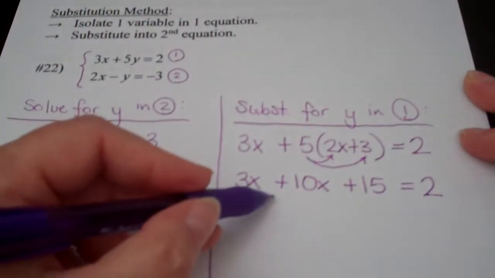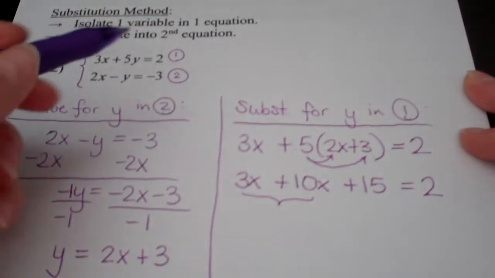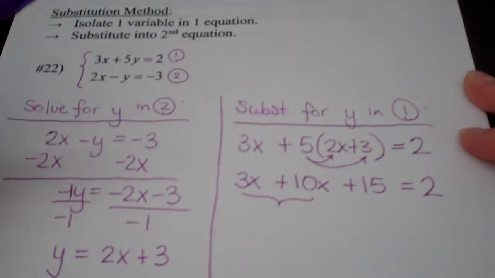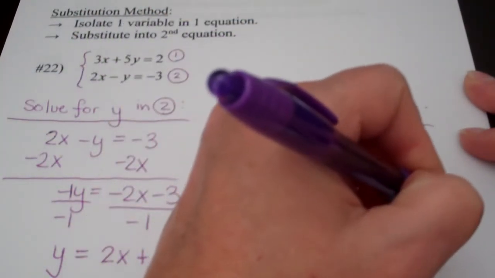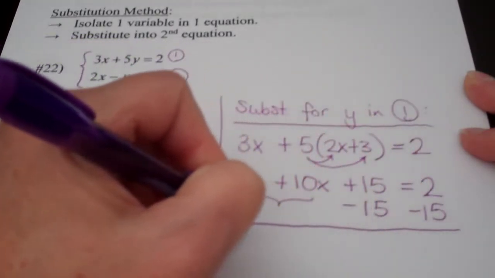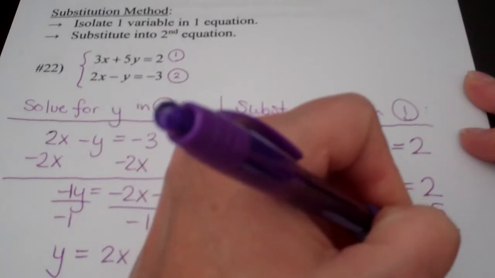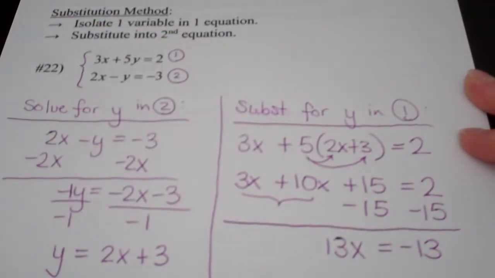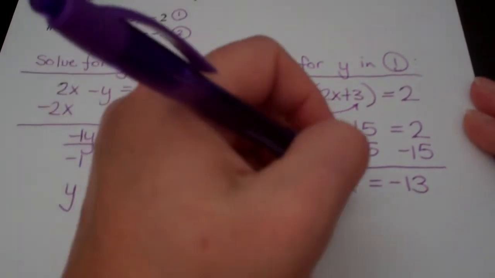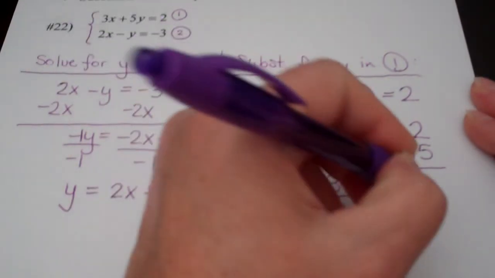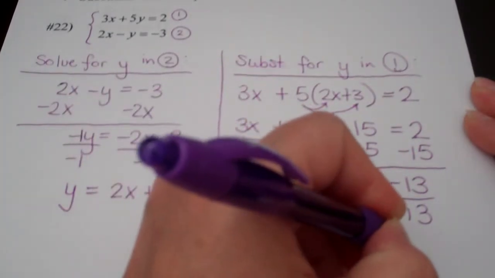And then we can combine like terms. Maybe at the same time we can move this 15 over to the other side by subtracting. So I'm going to get 13x on the left equals negative 13 on the right. And if I divide by 13, looks like x is negative 1.